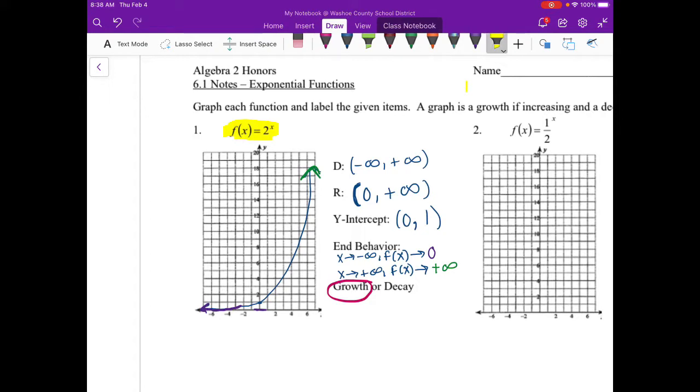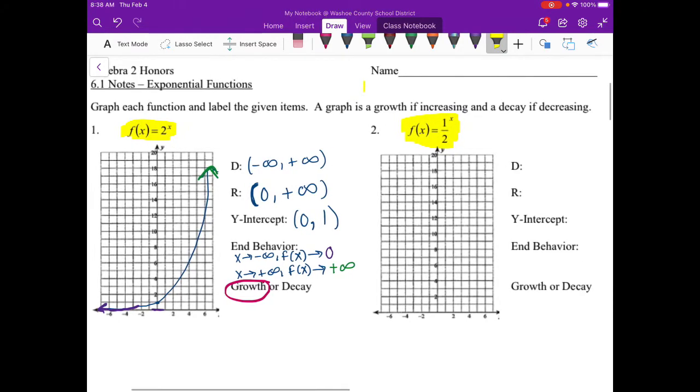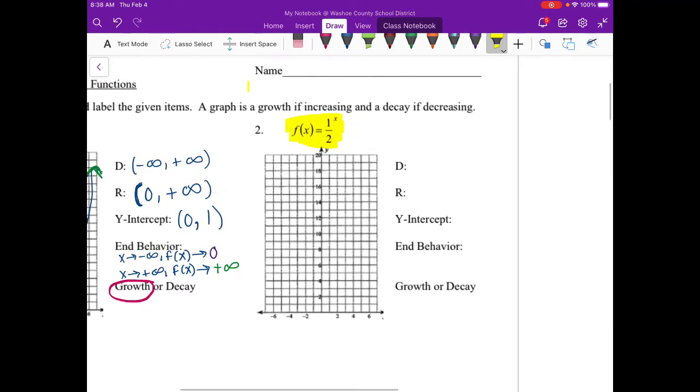So take a moment to go ahead and put the next function into your calculator or Desmos or however you graph. Go ahead and put that in and try to fill out the domain, range, y-intercept, and end behavior. And is it going down or up? What is happening to your y values as x goes to the right? So as the x values increase, are your y values also increasing or are they decreasing? That's what's going to determine the growth or decay.